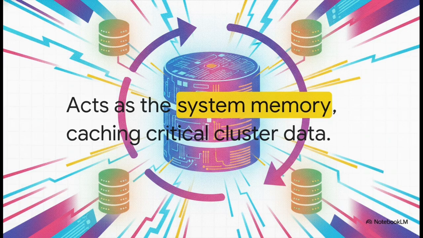Now, remember earlier when I mentioned the application controller is stateful? It is keeping track of a massive, and I mean massive, amount of cluster data. If the application controller pod crashes or just goes offline for whatever reason, it needs to recover instantly without having to sluggishly rescan the entire cluster from scratch. So Redis steps in as the high-speed system memory. It caches all that critical cluster info so ArgoCD stays incredibly fast and super resilient.